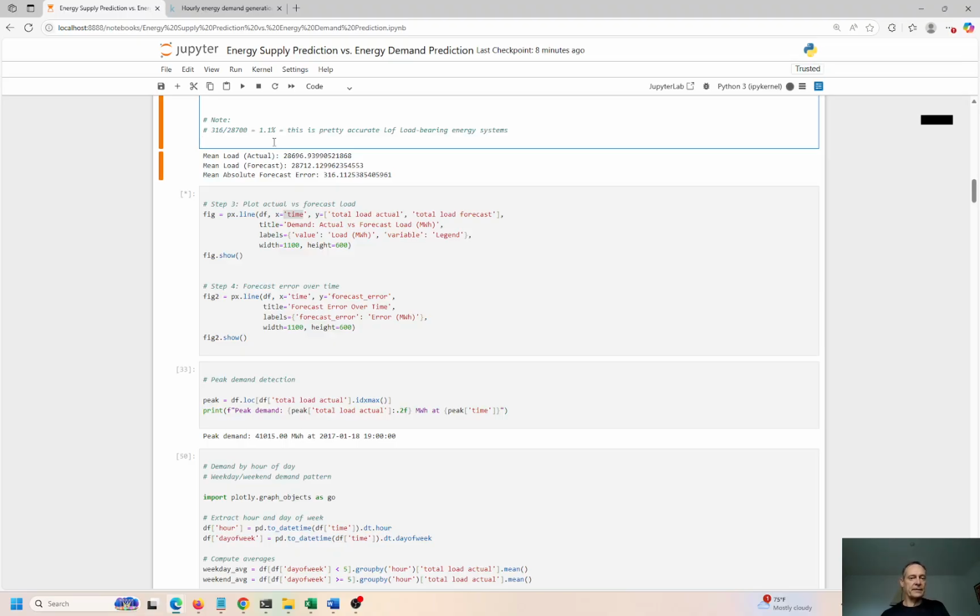We are going to do some forecasting in just a couple of minutes here. I just wanted to show you the load actual and the load forecast, and then just compare apples to apples here and see what we get.